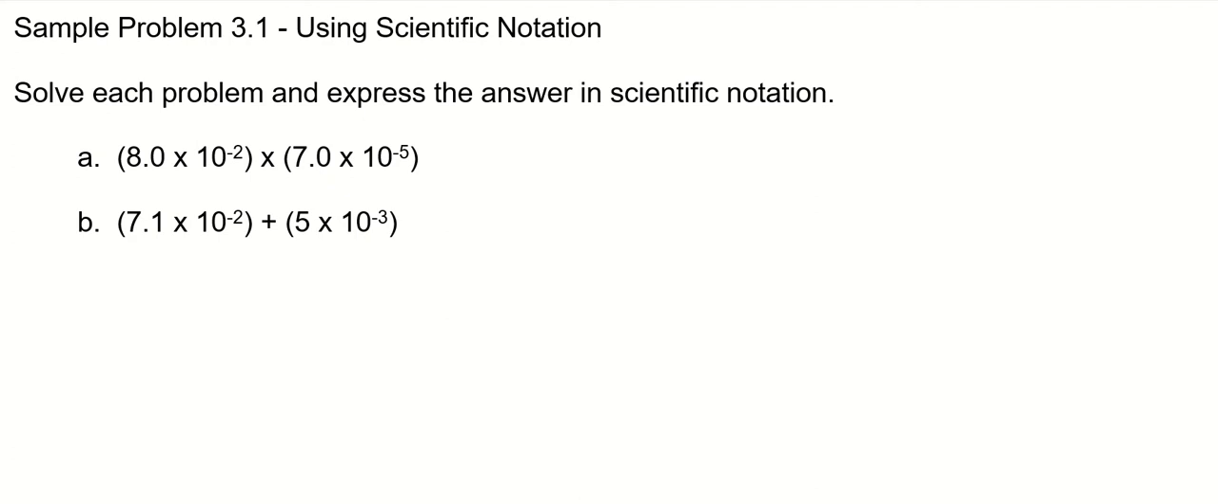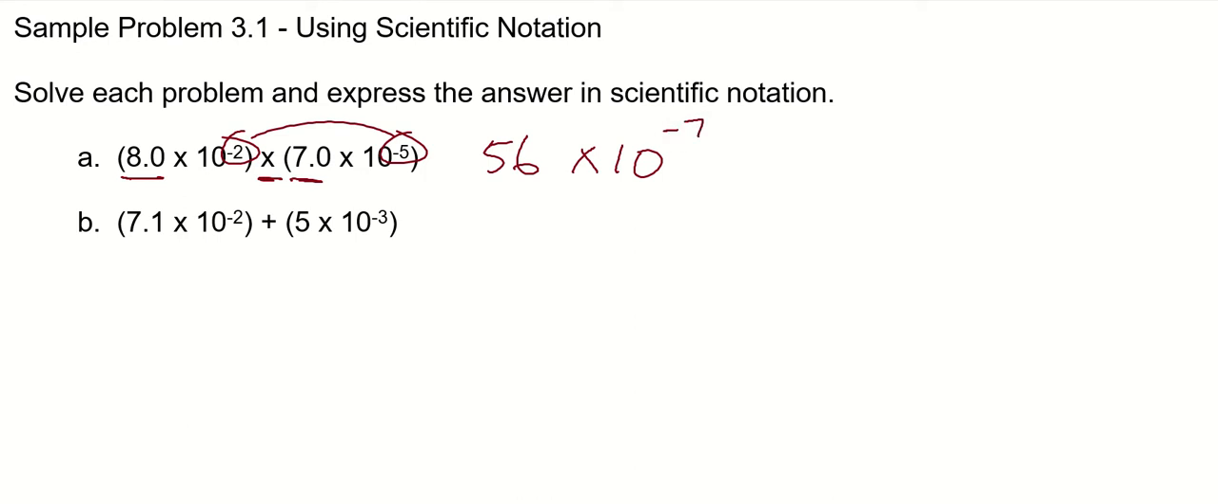In part A, we are asked to take two numbers in scientific notation and multiply. When the operation is multiplication or division, we apply that operation to the coefficients. So we multiply 8 times 7, get 56, and we're going to have this times 10, because bases are always going to be 10 in scientific notation. And we add the exponents. We can do that because the bases are the same. So -2 plus -5 is -7.